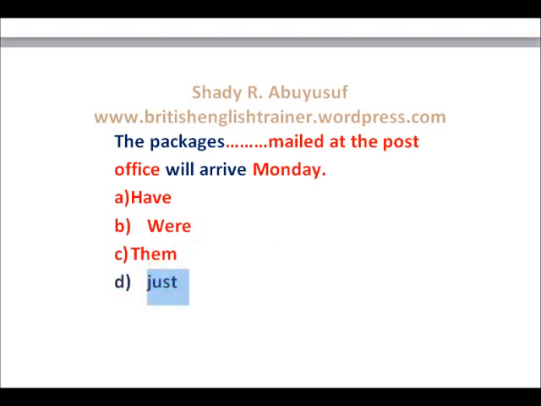That's the best choice. Why? It is the best choice. Just is the best choice because have will give me a verb, where will give me a verb, them, well, that's not the right place at all. Okay, so just is the complete, okay, and the perfect choice here. Look at this. The packages just mailed at the post office will arrive Monday.